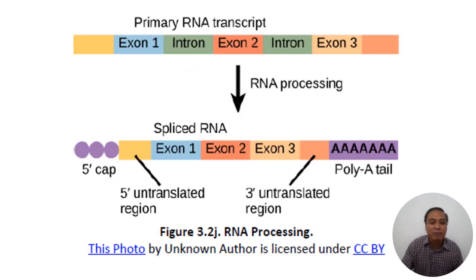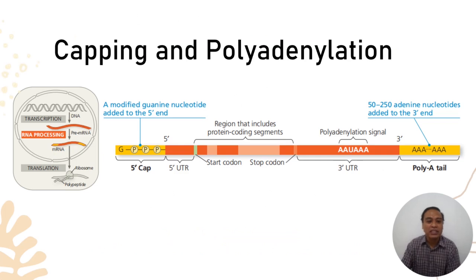So again, in the RNA processing here, the introns are removed, and then exon 1, exon 2, and exon 3 are spliced together. There is also the addition of the 5' cap and the addition of the poly-A tail. So this would be all about the post-transcriptional processes. Okay, so here's the capping, made up of a guanine nucleotide added to the 5' end, and then there will be several A's over here, 50 to 250 adenine nucleotides that will be added at the 3' end.